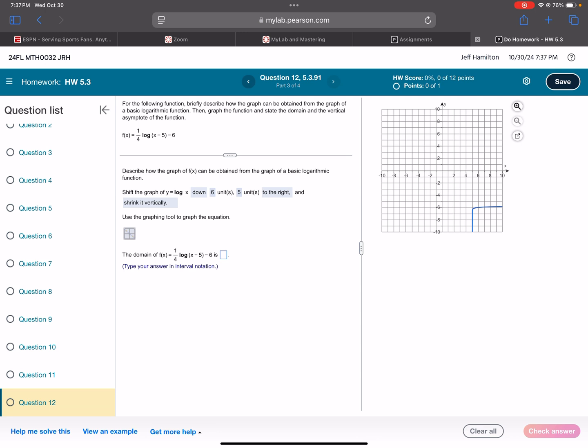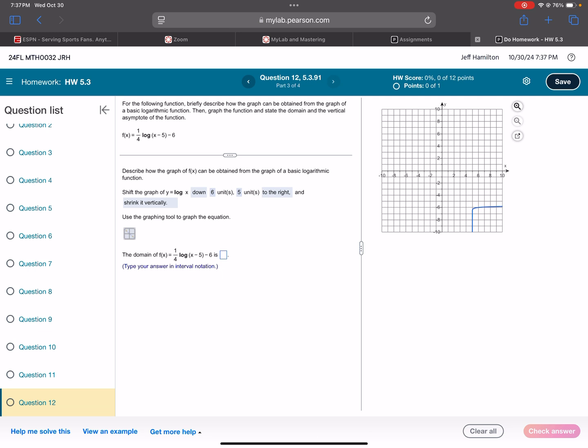And then they ask for the domain. The domain is all the x values. When I look at the blue graph, it almost looks like it's right on the number 5. What I want to know is how far does that graph go to the left and how far does it go to the right? It looks like it stops at 5.